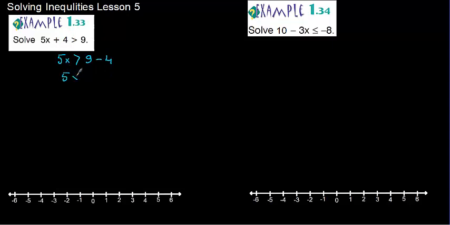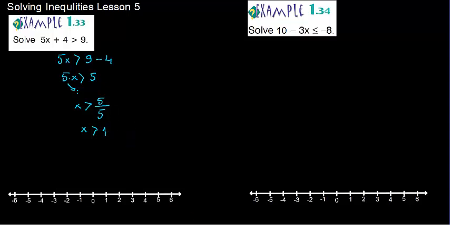And 5x is greater than 5. Now the operation between x and 5, we know that's multiplication. When it goes to the other side, it's going to be division. So x is greater than 5 over 5, and the last part, x is greater than 1.